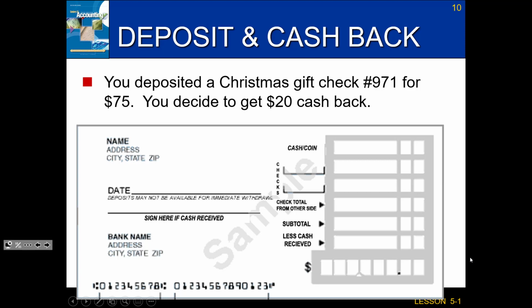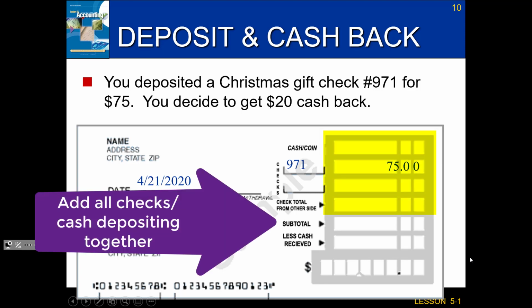So here's one where we're depositing a Christmas gift, check number 971 for $75, and we're going to get $20 cash back. So we'll start with our date. Here's today's date. We're depositing check number 971, and it is for $75. And now I would go and if I don't have any other checks, I can do my subtotal, which is just 75 because there's nothing else to add here.